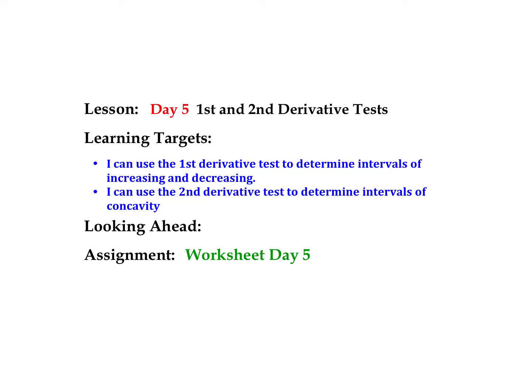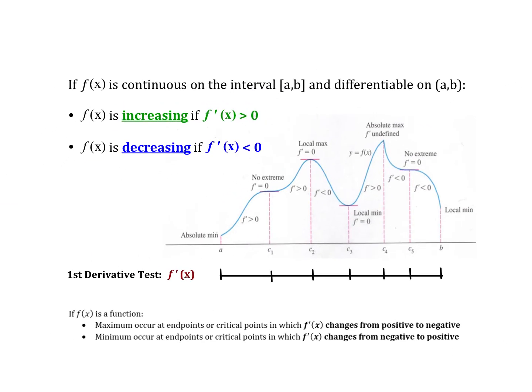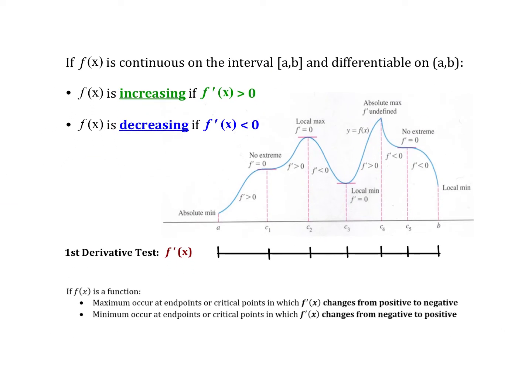Here, and in this video, along with the next two, we're going to be talking about first and second derivative tests in order to determine intervals of increasing and decreasing, and then also concavity. So let's recap a few things. First off, our first derivative test. If our function is increasing, then our derivative f prime is going to be positive, so greater than 0. If our function is decreasing, our derivative f prime is negative, so it is less than 0.